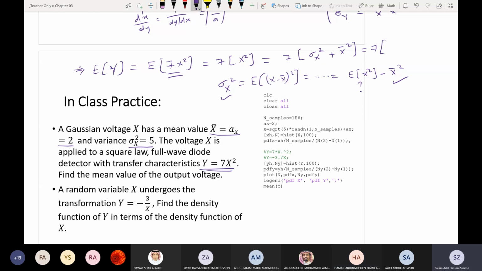So it's 7 multiplied by what? 25? Why 25? It's 5. Yes, 5. Sigma x squared is 5. Plus what? 4, which is 2 squared. Okay, 4 plus 5 is 9, 9 times 7, what do you get? 63. Excellent. Now, which is easier, this or finding the PDF of y and so on?